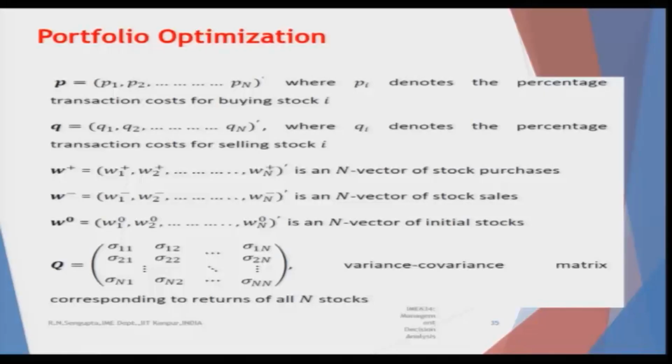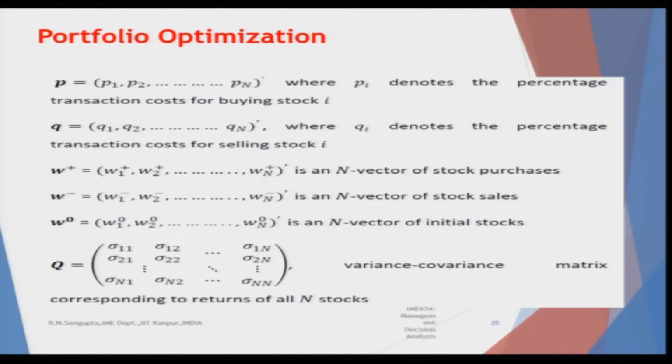So, P and Q are both bold, which means they are vectors. P is the vector where P_i denotes the percentage transaction cost for buying a stock, while Q, with values Q_1 to Q_n, denotes the percentage transaction cost for selling the stocks. And if I have n vectors of stock purchased, obviously any increase or decrease in the percentage terms from W_1 changes by, say, 0.01 percent. So, it would increase or decrease depending on whether the investment is changing from time period to time period.